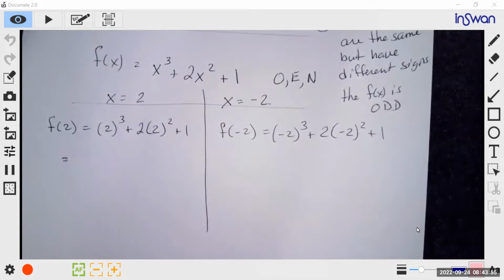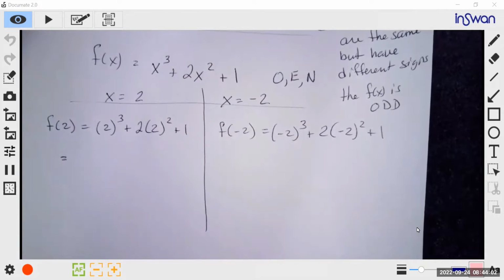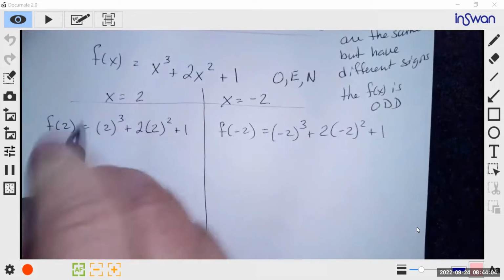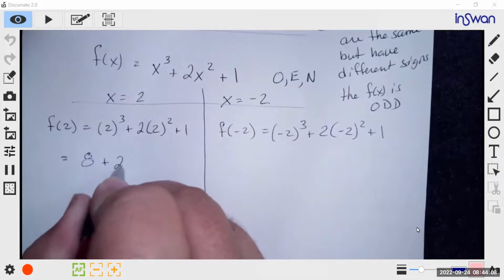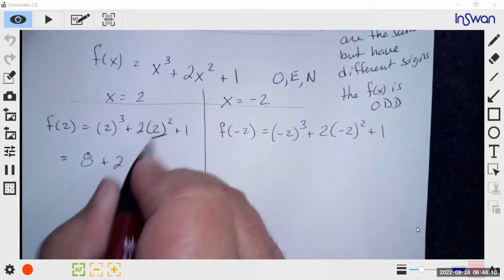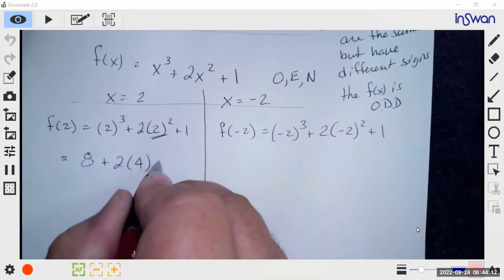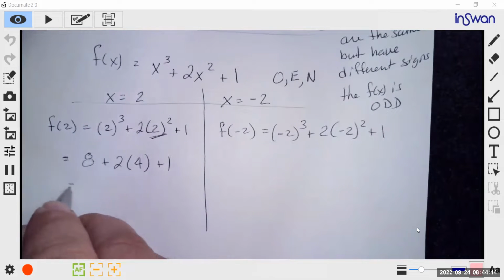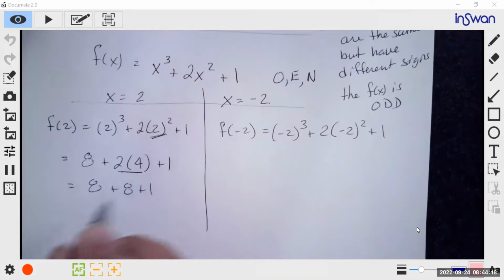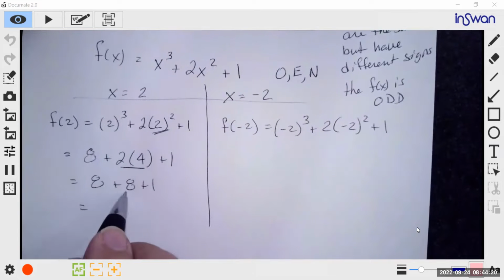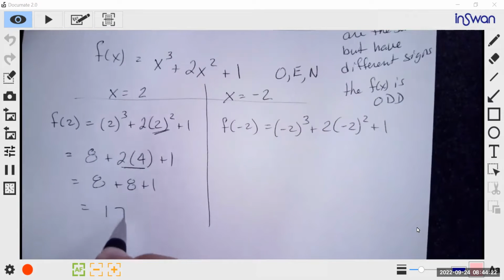All right, so we plugged in 2 and -2. We'll see what works out. So 2 cubed, 2 times 2 times 2 is 8. 2 squared, 2 times 2 is 4. 2 times 4 is 8. 8 plus 8, 16, plus 1 is 17.